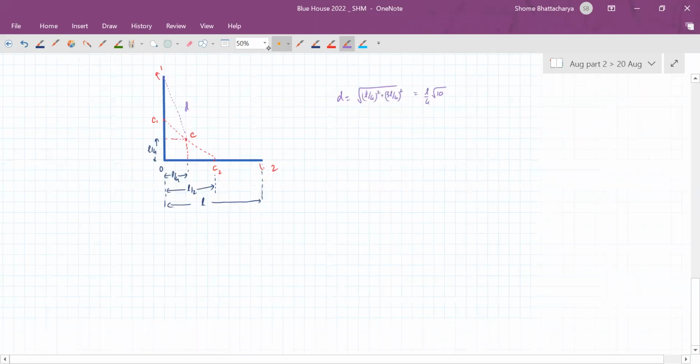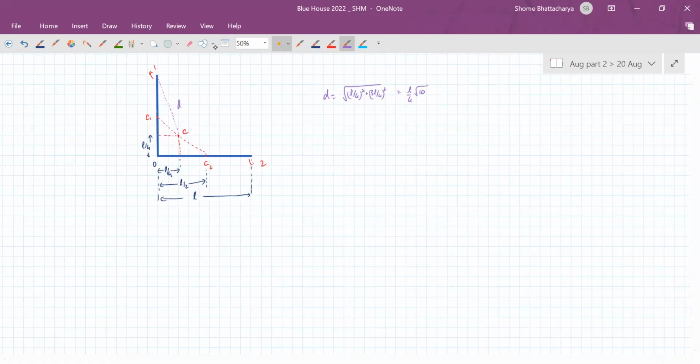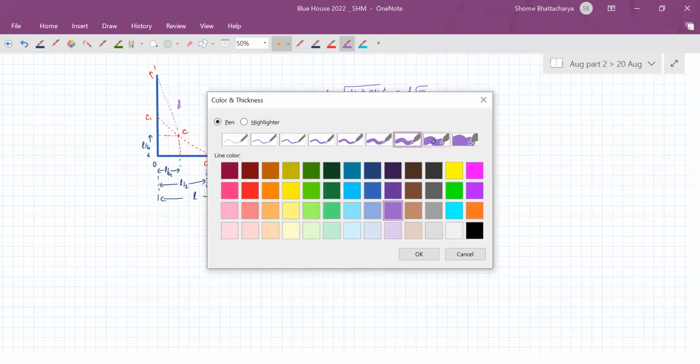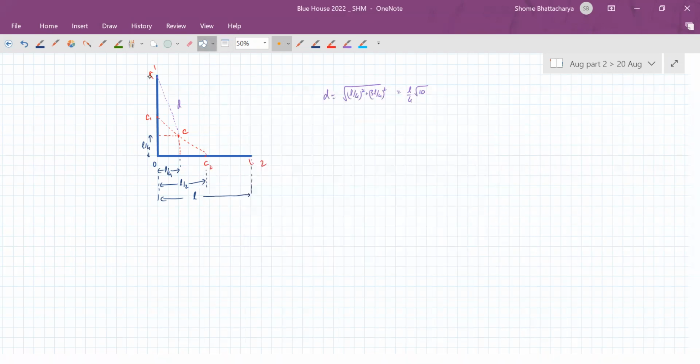When you suspend this like that, your equilibrium position is going to look like what I'm going to draw next. As if this is rotated about the point where it is suspended, such that the center of mass is coming vertically below it.